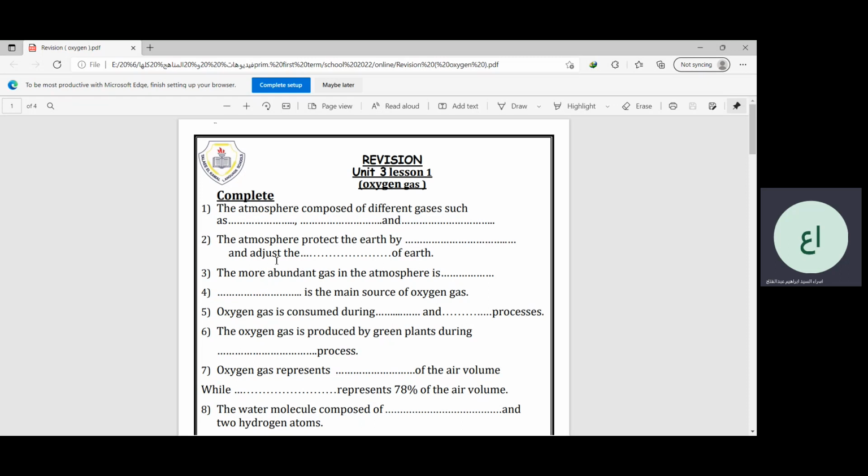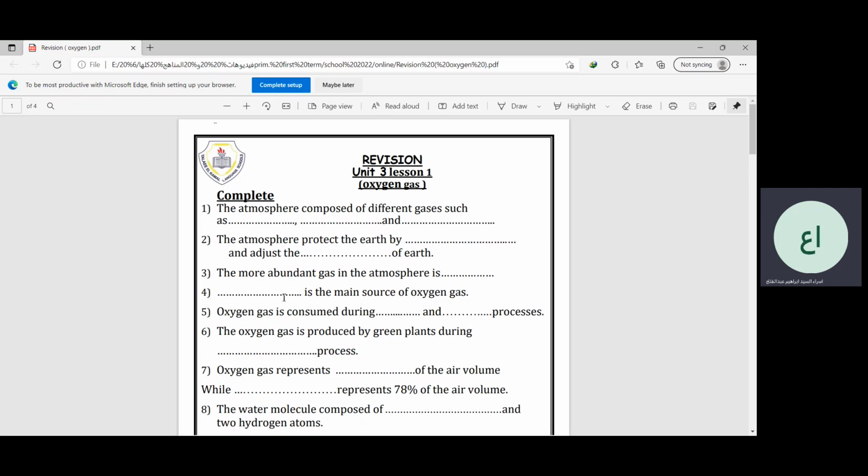Okay. Number 3, the more abundant gas in the atmosphere. What does abundant mean? It means present in great quantity, the most common thing. So the more abundant gas in the atmosphere is nitrogen gas because it represents 78 percent.